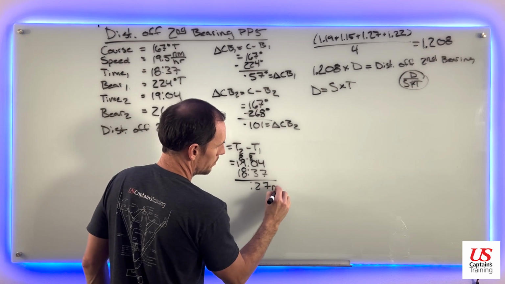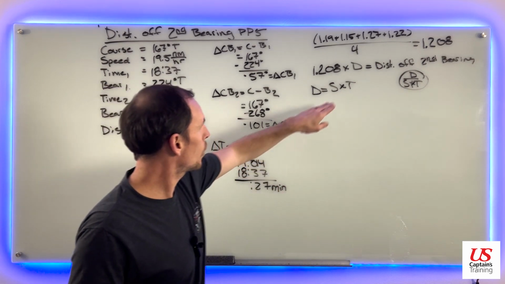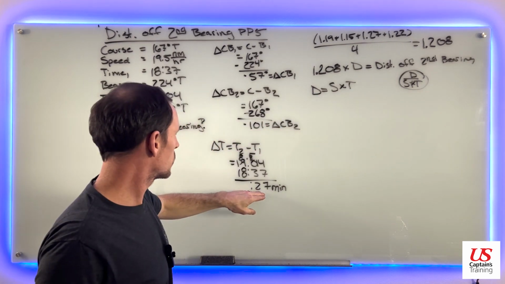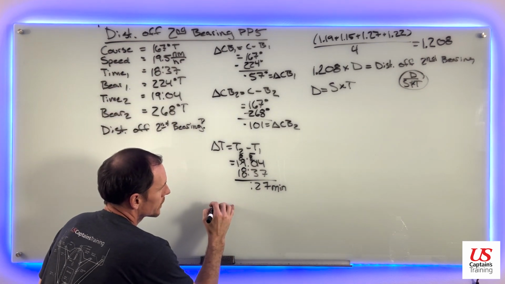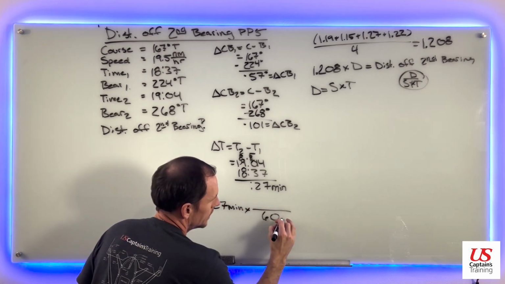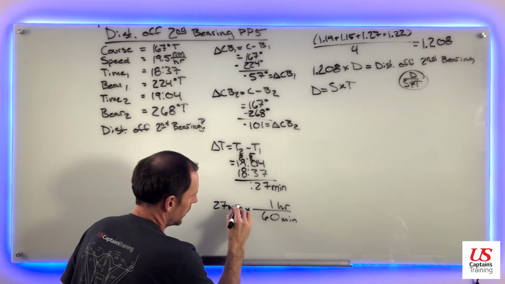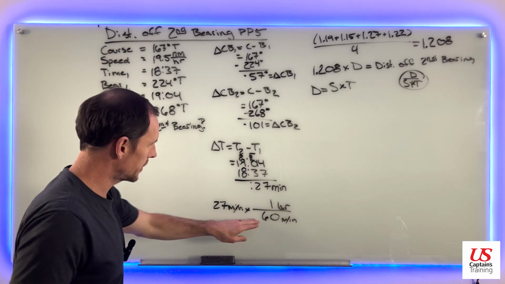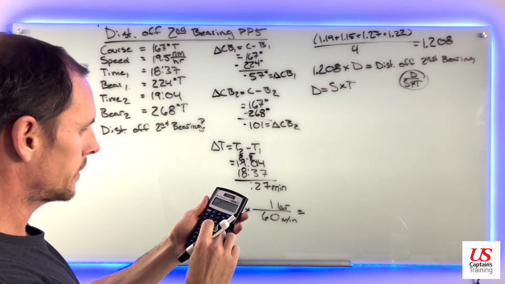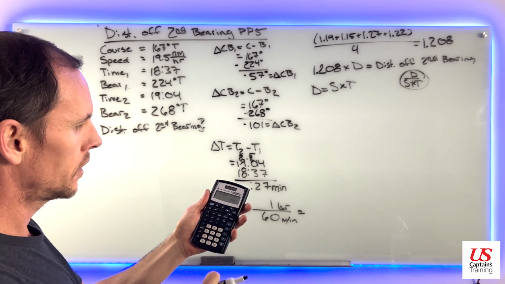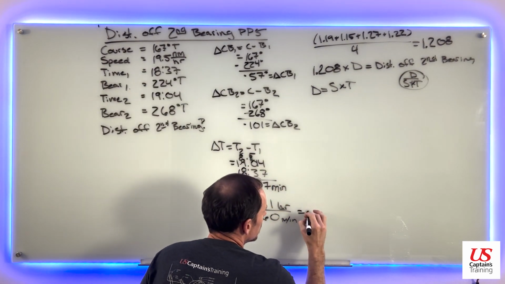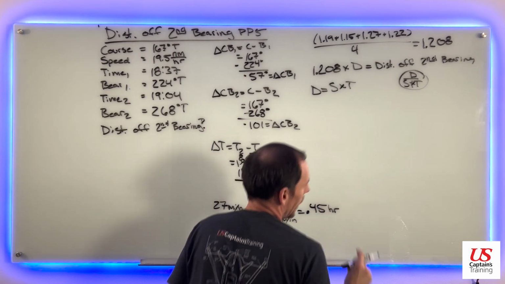27 what? Minutes. These minutes can't go in here because speed is nautical miles per hour. We have to be in hours. So we convert 27 minutes to hours: 27 minutes divided by 60 minutes per 1 hour. The minutes cancel, and you're left with hours. So 27 divided by 60 equals 0.45 hours. Look at that.